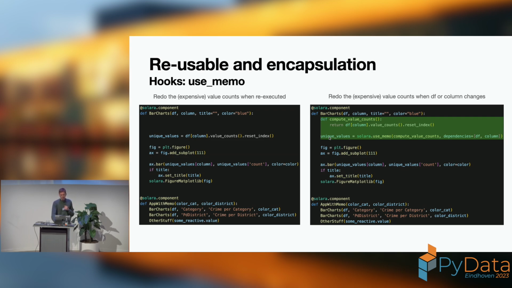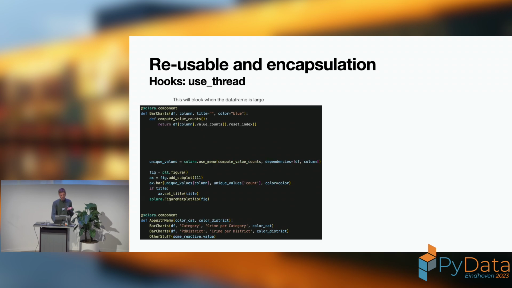Then you say, well, I'm not using Polars, so this is too slow. I'm calling use_memo, but it takes like 2 seconds to compute. My UI is not responsive. How do I fix this?